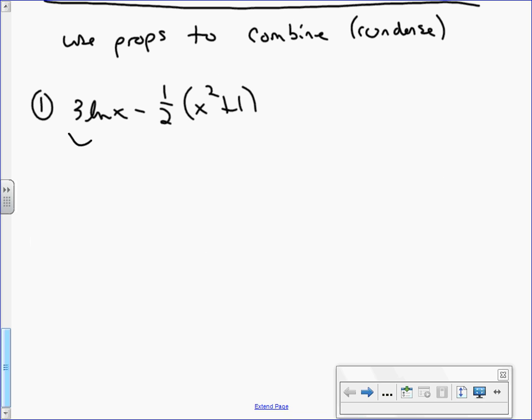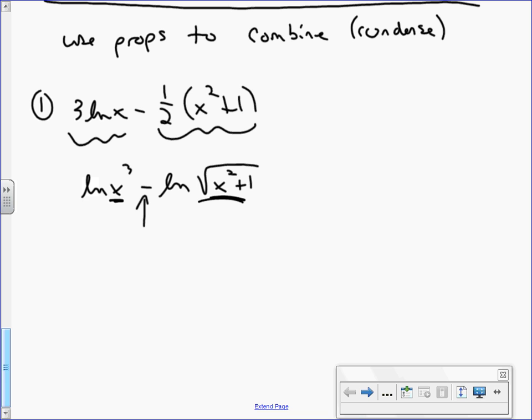Okay? Work with each piece, these two pieces first. So this is the natural log of x cubed, and this is the natural log of, I'm going to just go ahead and say the square root of x squared plus 1. Okay? That's to the 1/2 power. And so I've got the natural log of a single thing and the natural log of a single thing, and now I'm going to put those two together. This is minus, so it's going to come together as division. Okay?